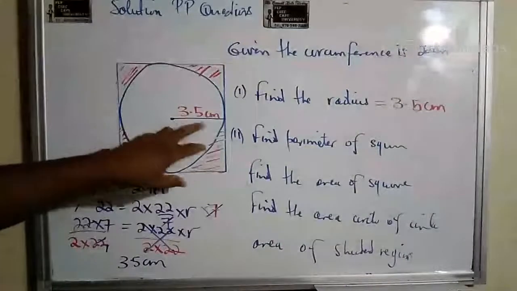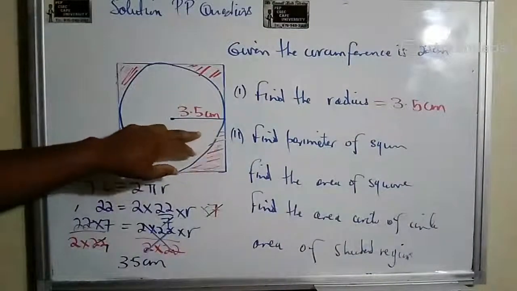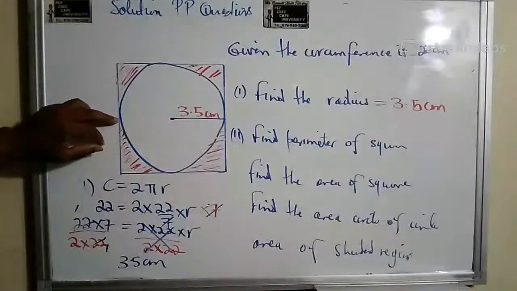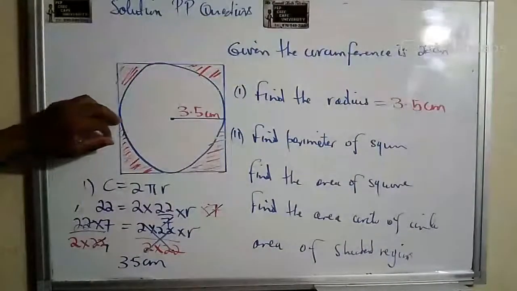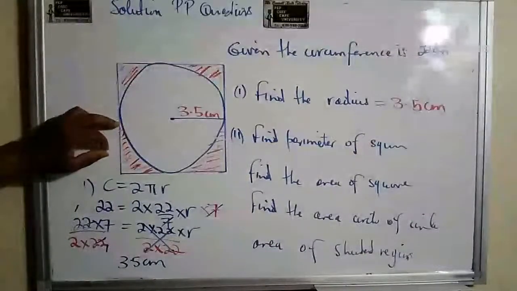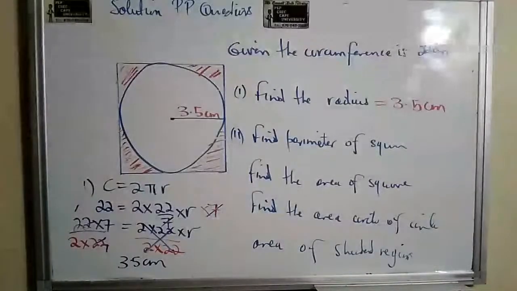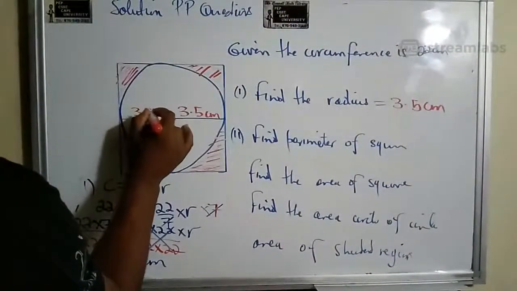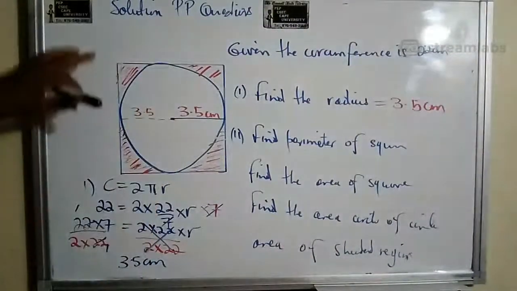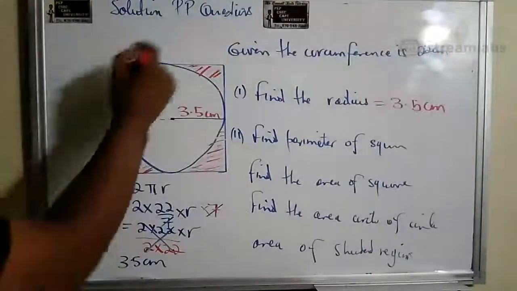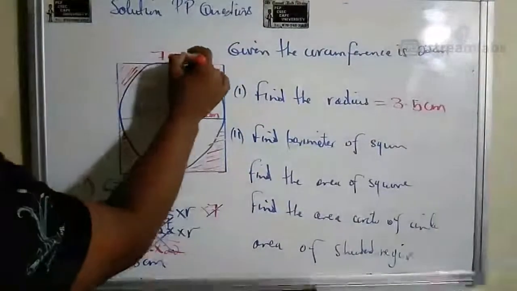If this is 3.5 and this is the radius, that means if we come across right here, would this be the same as this? Would this be a radius also? Yes, it would. Look for yourself. So we know that the length is 3.5 plus 3.5, so that gives us 7 centimeters.